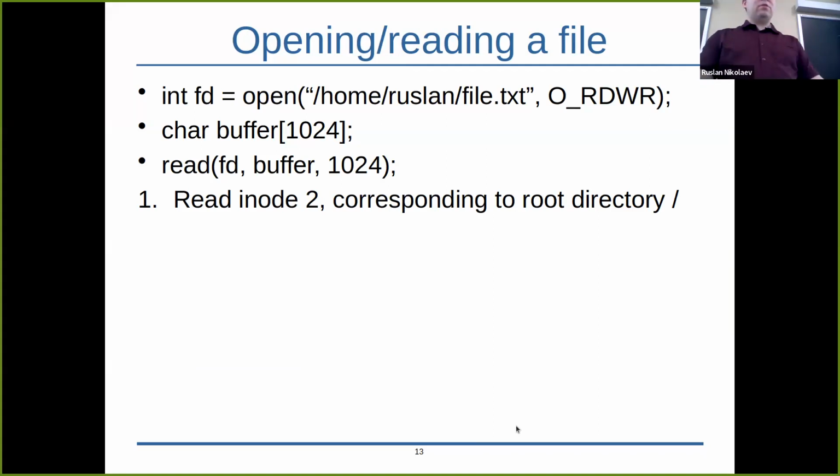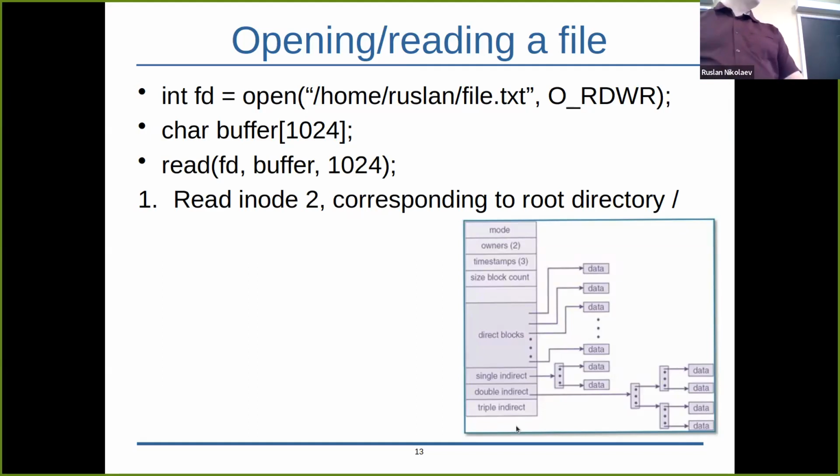So we read inode 2. Let's assume that the root directory is kept in inode 2. And again, that information can come from the superblock. So the superblock can say the root directory of this file system is at this inode number. So this is where you start, right? You start searching for that file. Okay, you read inode 2, that corresponds to the root directory.